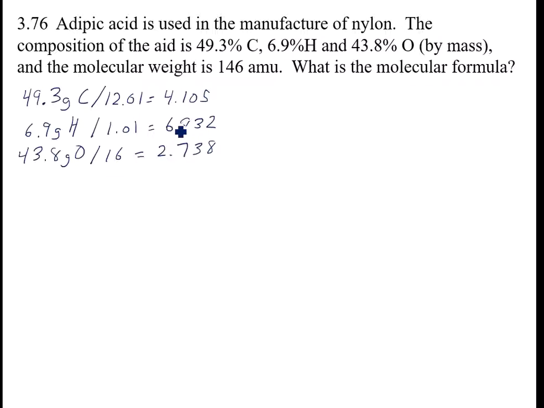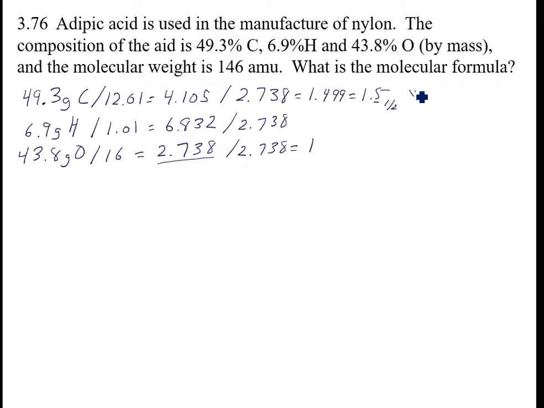Step 2 is to look at these three and divide all of them by the lowest one. So that's this one. I'm going to divide all of them by 2.738. So this one's 1. This one comes out to be 1.499, which is 1.5. I cannot round this. This is not within plus or minus 0.1. So I have to recognize the 0.5 is 1/2.